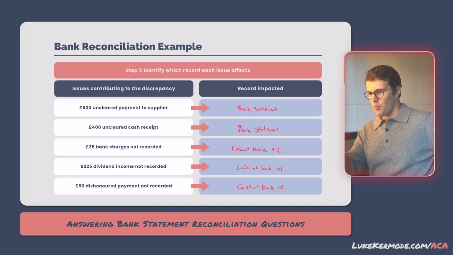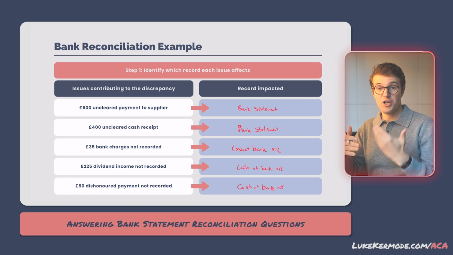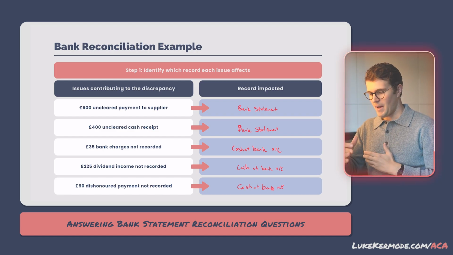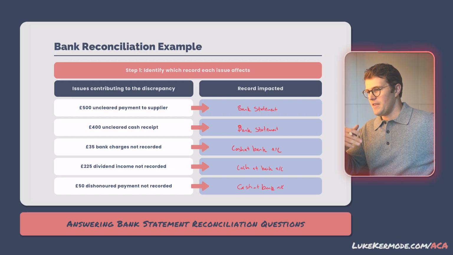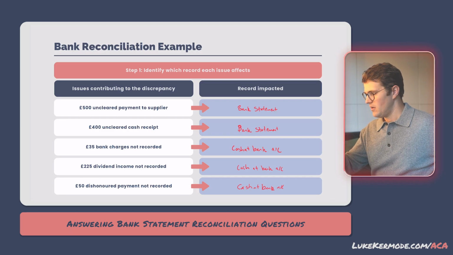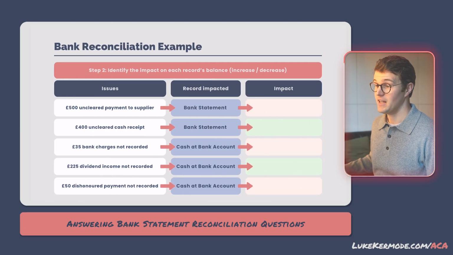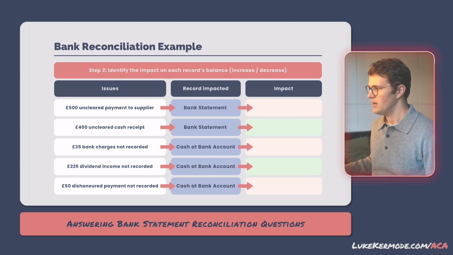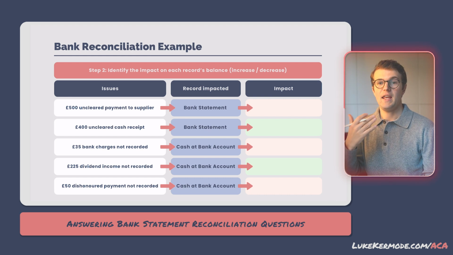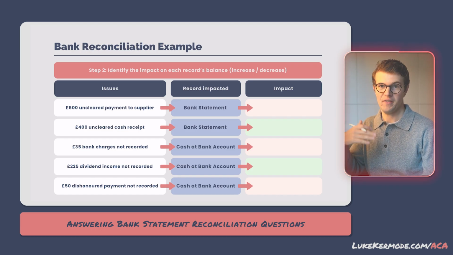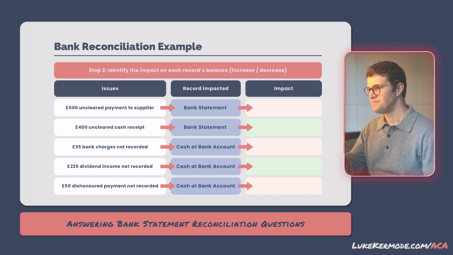So, step 1, this step is all about correctly identifying which issues belong to which record. Is it the bank statement or the cash at bank account? And this is an essential starting point for any bank reconciliation question that you're attacking in your exam. So now that we've identified which record each issue affects, we can move on to step 2, which is quantifying the impact of each correction.